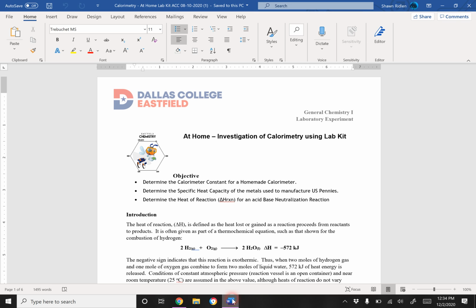So we're going to find two things. We'll find the calorimeter constant for your homemade calorimeter, and we're also going to find the specific heat capacity for the metals used to make pennies. We can skip the second half, the heat of reaction of the acid-base neutralization, so I just want you to do these first two steps. It's essentially the same thing, so I think it's a little bit redundant.